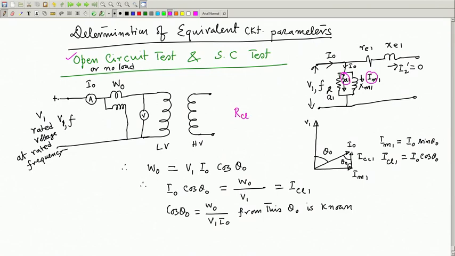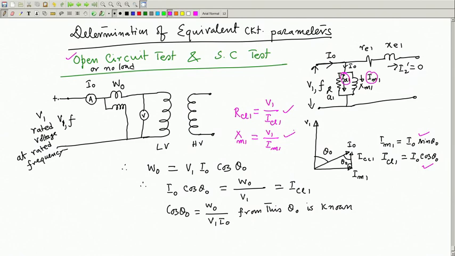RCL 1 then simply will become V 1 by ICL 1. This is known, and XM 1 is equal to V 1 by IM 1. So, these two values can be calculated. Instead of trying to calculate the impedance V 1 by I naught, do not do it, because that impedance will then be the series representation of RCL and XM equivalent, and then you are gone.